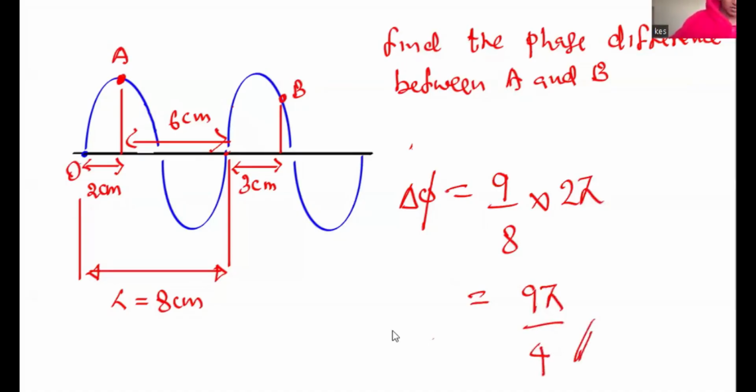Yes, we can see that. We can find it in degrees also. Then what's the value in degrees? 9/8 times 360.